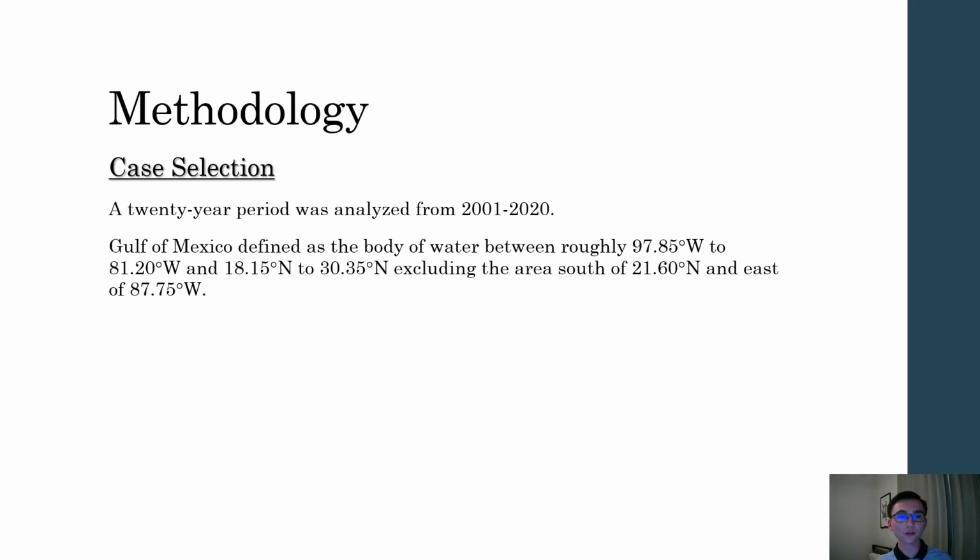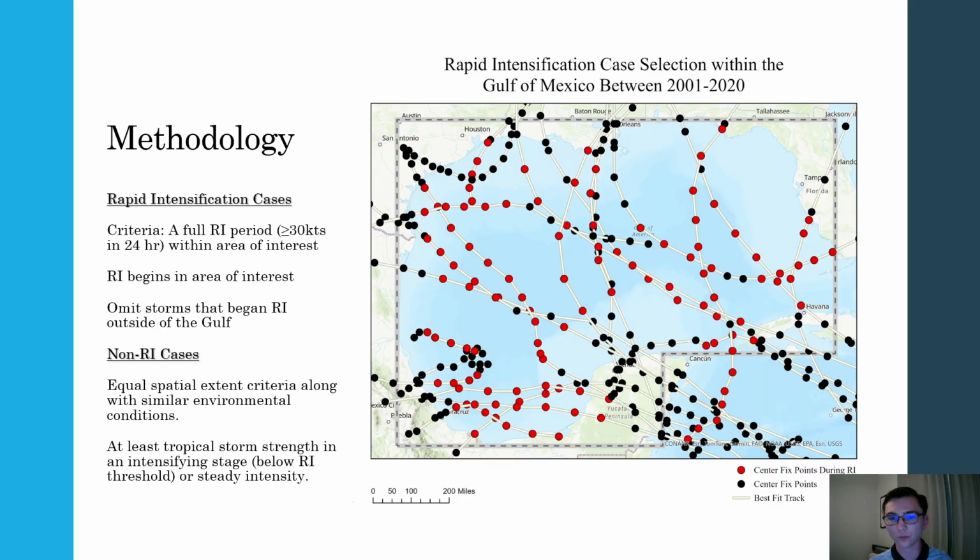So methodology, we're looking at some of the case selections. A 20-year period was analyzed from 2001 through 2020 to keep it short enough that data analysis is manageable, but long enough to get a reasonable sense of a couple of decades. Now, the Gulf of Mexico is defined as the body of water between a couple of these longitude and latitudinal coordinates, and I'll show you the map for that.